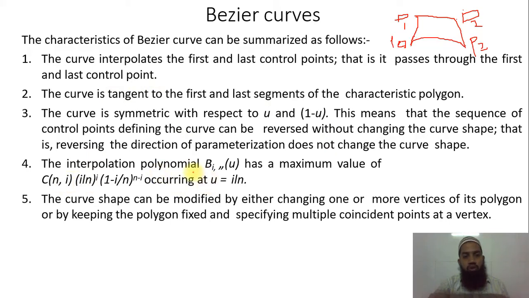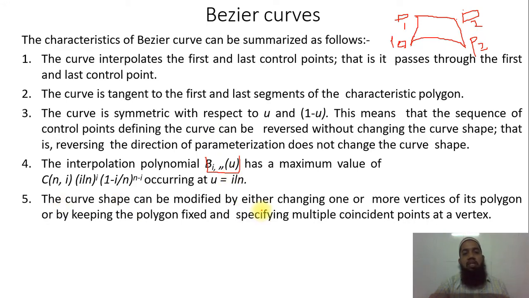The interpolation polynomial in this parameter is called the blending function, or binomial function also, and has a maximum value of C(n, i) times i/n to the power i times (1 minus i/n) to the power n minus i. This is called a blending function, as well as a binomial function.